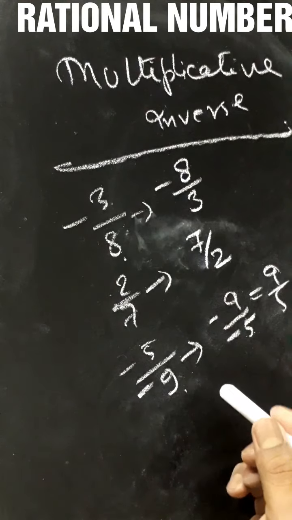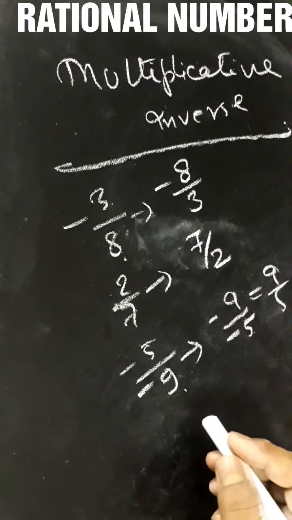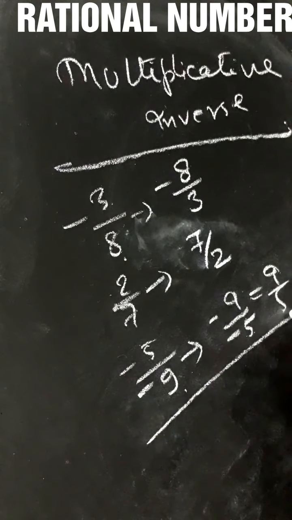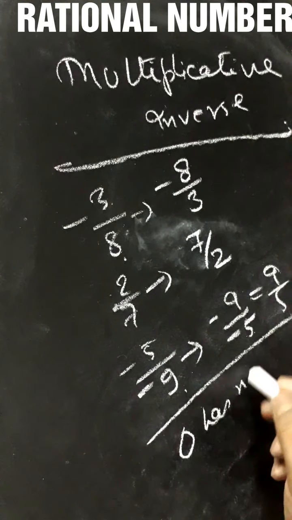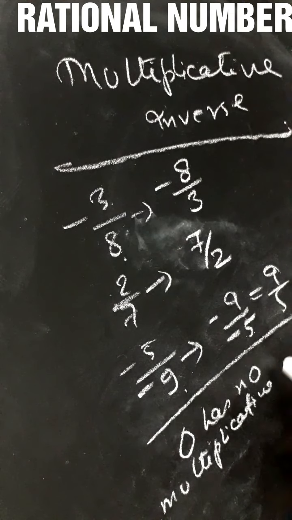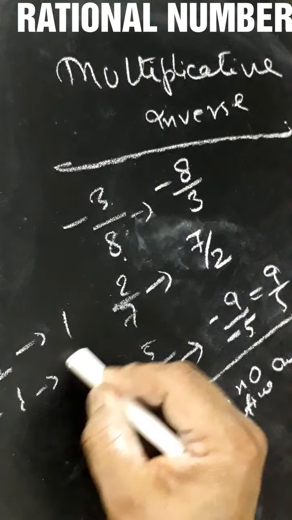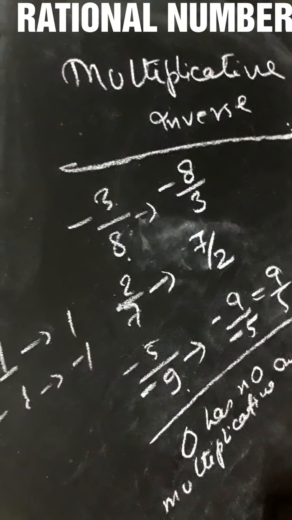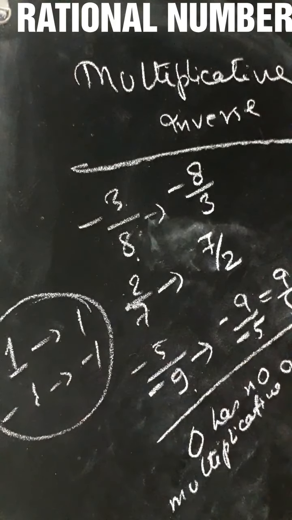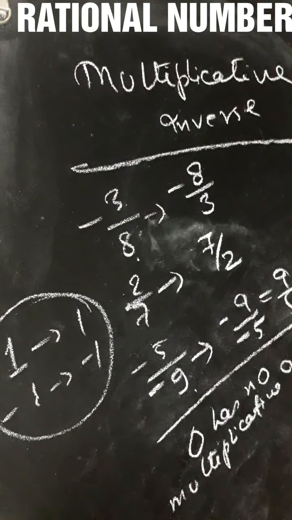While finding the multiplicative inverse, we don't have to change the sign of the number. We just write the reciprocal of it. And we cannot have a multiplicative inverse of 0. 0 has no multiplicative inverse. Also, the multiplicative inverse of 1 is 1, and of minus 1 is minus 1. Both these numbers are the multiplicative inverse of themselves. In this way we have seen some properties of rational numbers. We will see more in the next video.